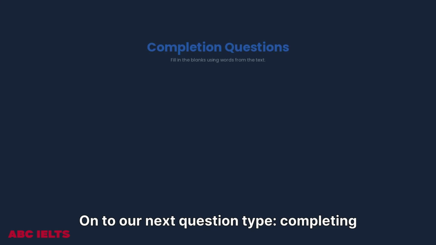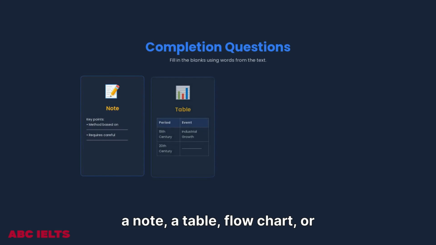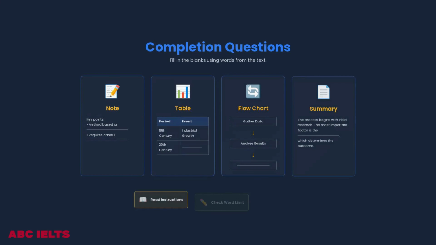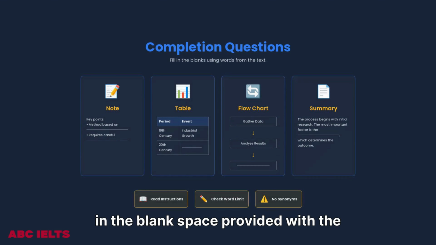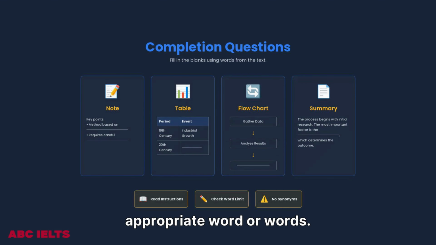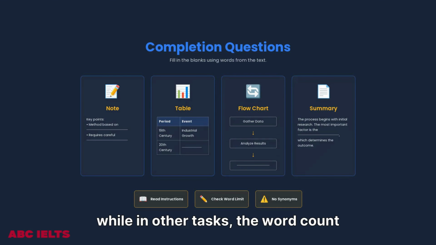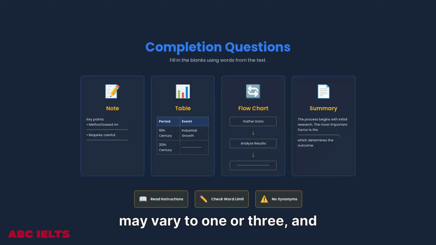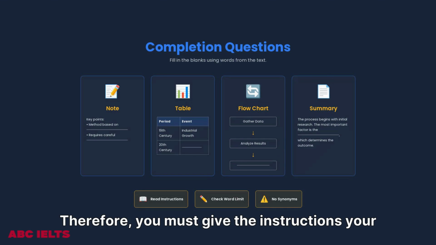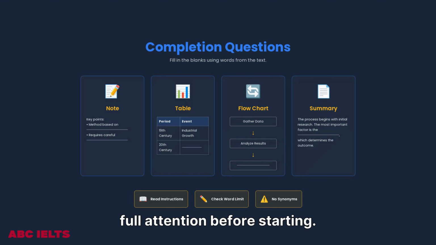On to our next question type, completing a note, a table, flowchart, or a summary. In this question, you need to fill in the blank space provided with the appropriate word or words. You may be instructed to use no more than 2 words and/or a number, while in other tasks, the word count may vary to 1 or 3 and may or may not include a number. Therefore, you must give the instructions your full attention before starting. Words have to be from the text, so do not use a synonym. This will cost you marks.